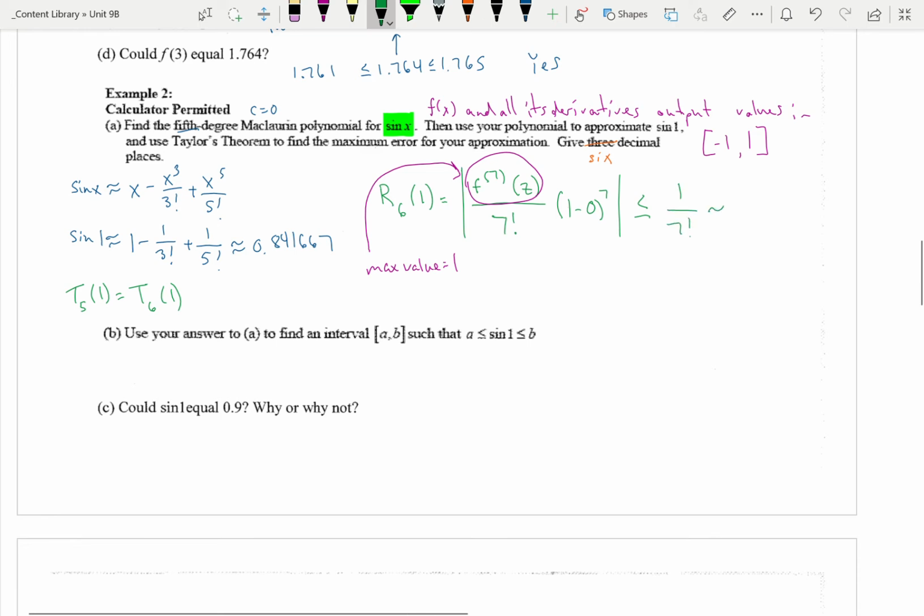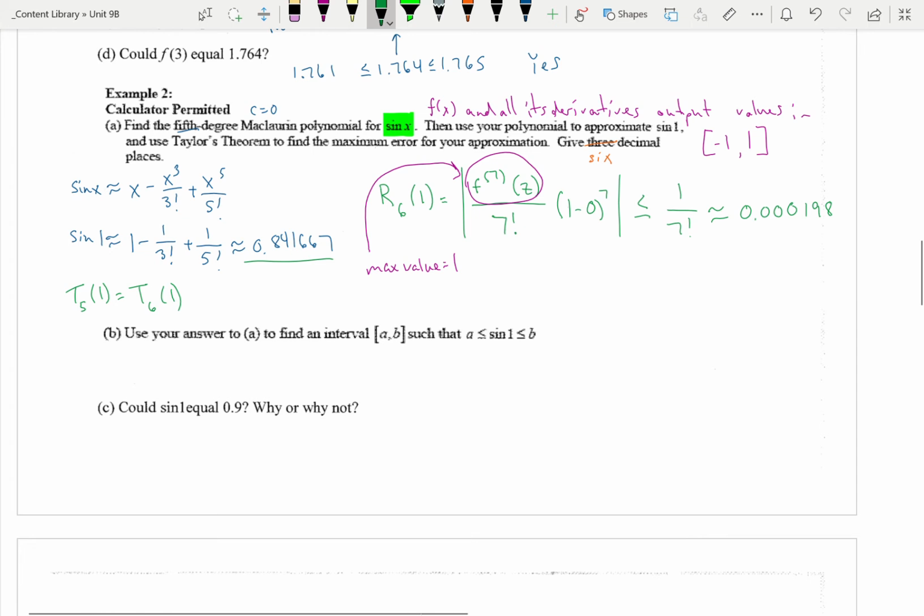Okay, well, what is 1 divided by 7 factorial? Well, 3 decimal places isn't enough, because if we go to 3 decimal places, we get 0.000, and that's not a very interesting error. So if we go to 3 more decimal places, we get 198. Really, really teeny tiny error here. So that is the maximum error for the approximation. In other words, this is really, really close to sine of 1.